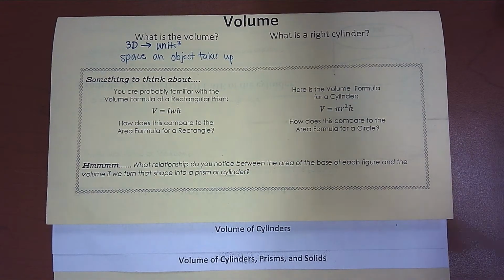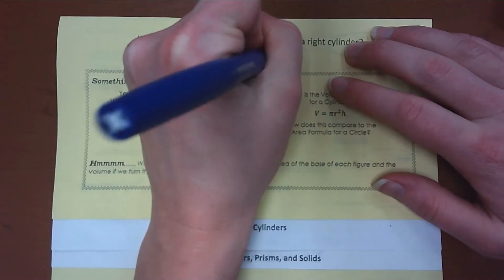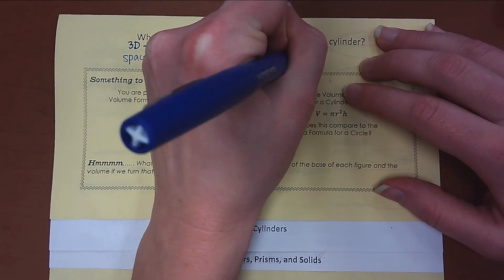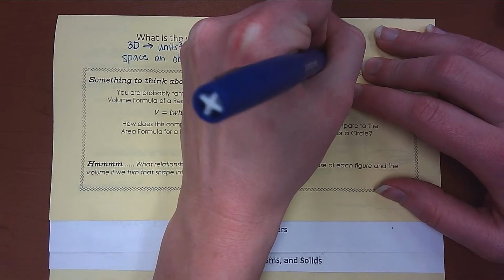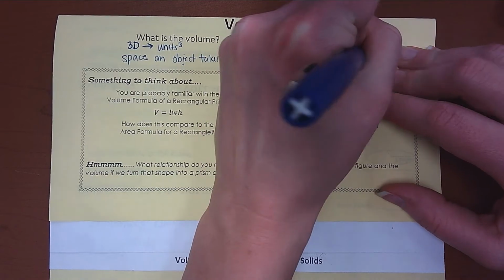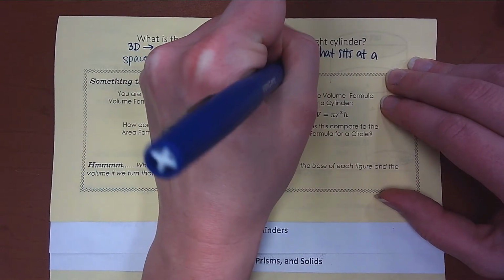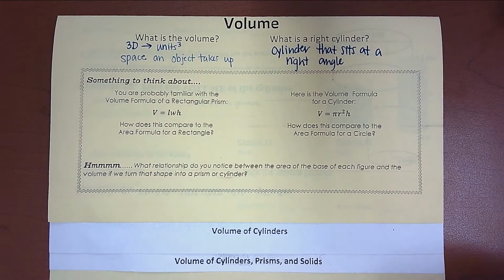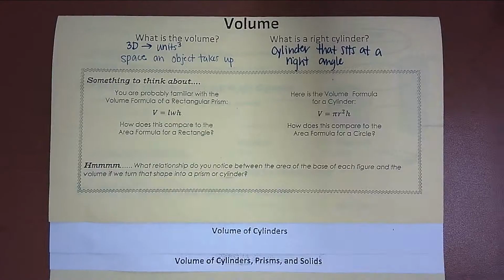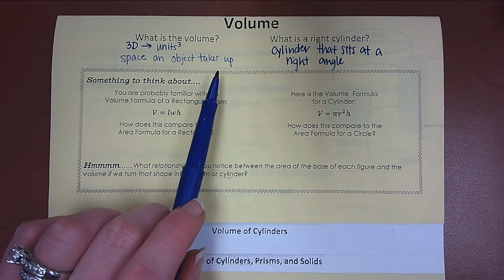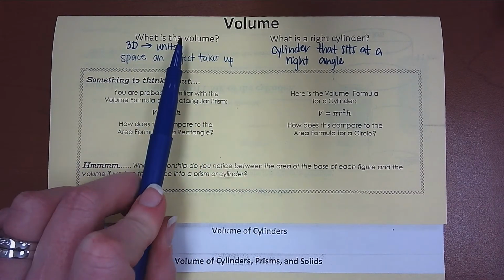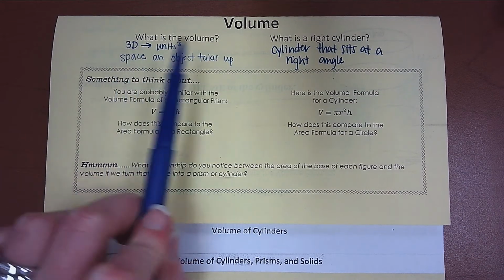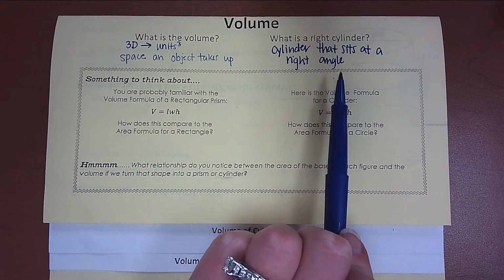And so, what is a right cylinder? Well, a right cylinder specifically is a cylinder that sits at a right angle. So volume is the space an object takes up, 3D space, units to the third power because it's 3D. A right cylinder is a cylinder that sits at a right angle.